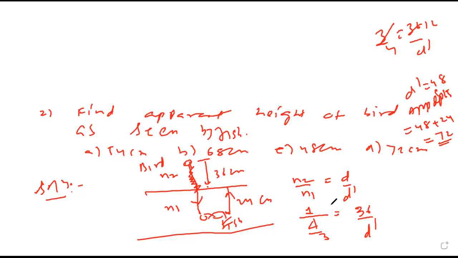This time the fish is observing. So light is starting from the bird going into the fish's eye. So that is N2 and the other one is N1. जिधर से भी लाइट निकलेगा वो N2 लेना.